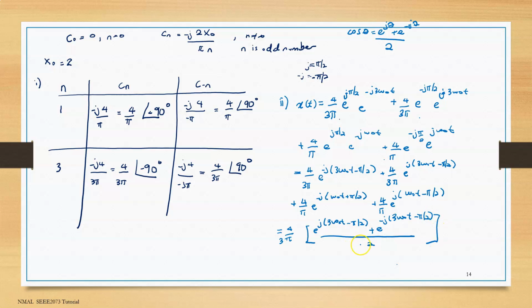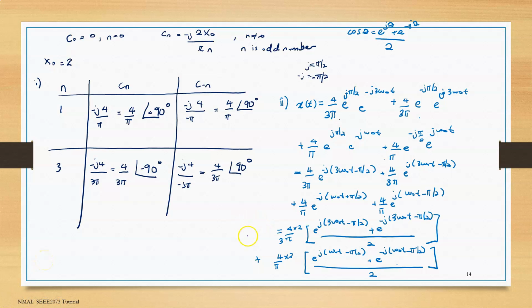Okay, so you can put divide by 2 here. However, when you put 2 here, then you also have to multiply by 2 here. Plus 4 over pi, okay, in the bracket exponent j omega naught t minus pi over 2 plus exponent negative j omega naught t minus pi over 2. Okay, because you want to divide by 2 here, so you have to multiply by 2 up here.